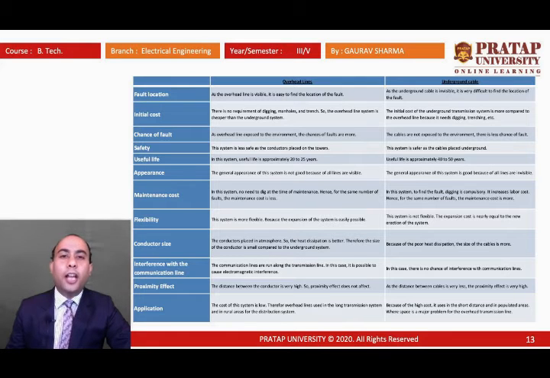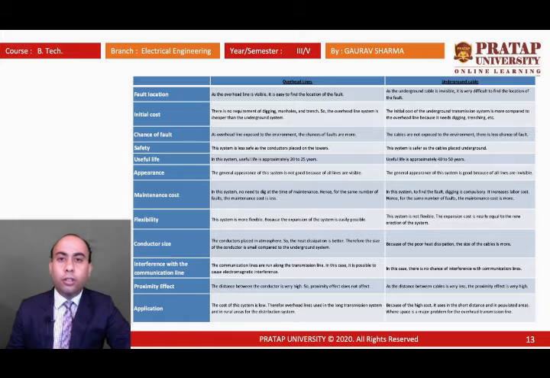When we go as per the application, the cost of the system in the overhead lines is low. Therefore, overhead line is used in the long transmission system and in rural areas for the distribution system. In case of underground cables, because of the high cost, it is used for short distances and in populated areas where space is a major problem for the overhead transmission line.